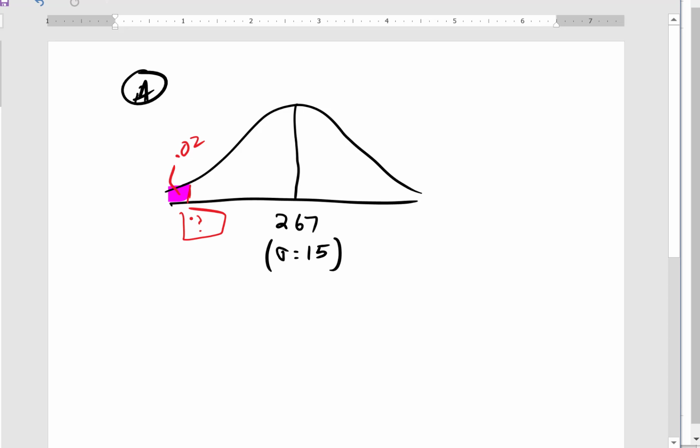On the calculator, you would do inverse norm, 0.02, and then put 267 and 15. If you have the chance to put left, center, or right, you can do left. If you don't, you just leave it like that. It defaults to left. But let's use StatCrunch.